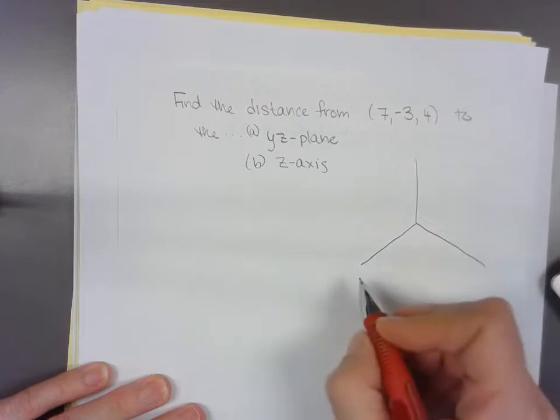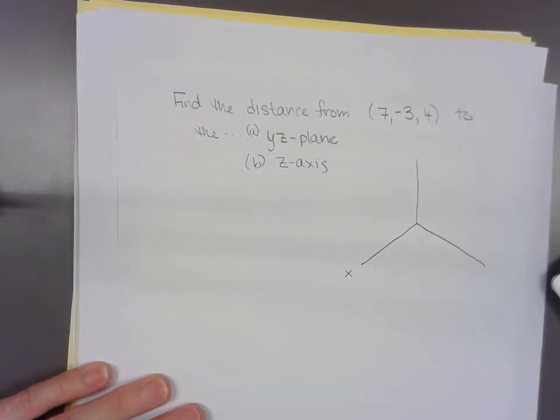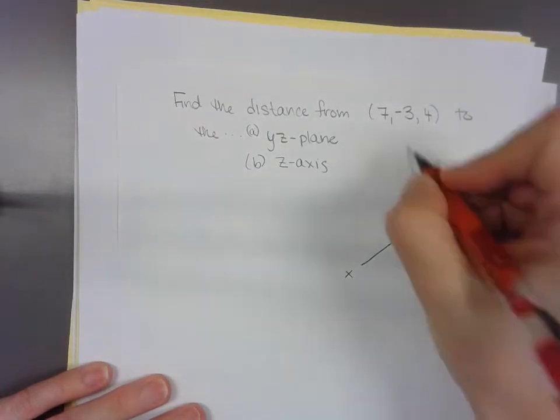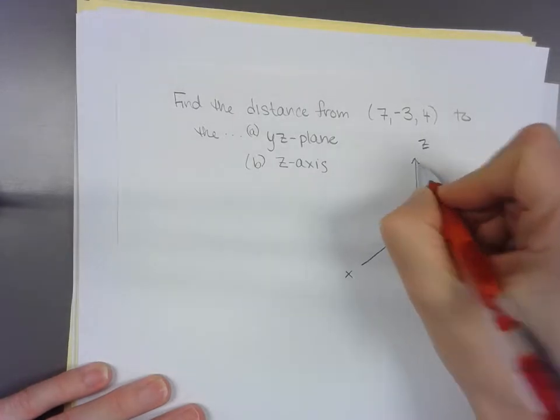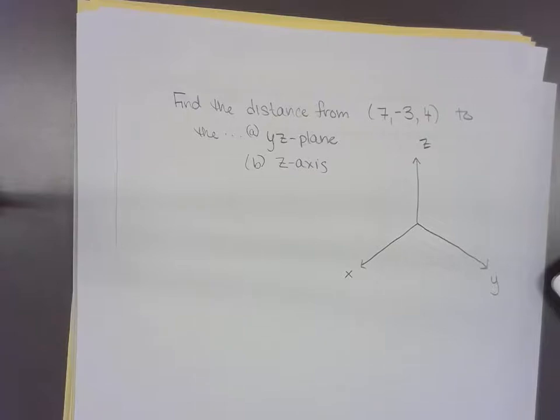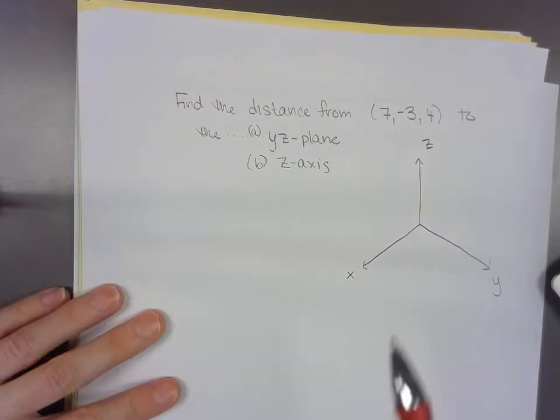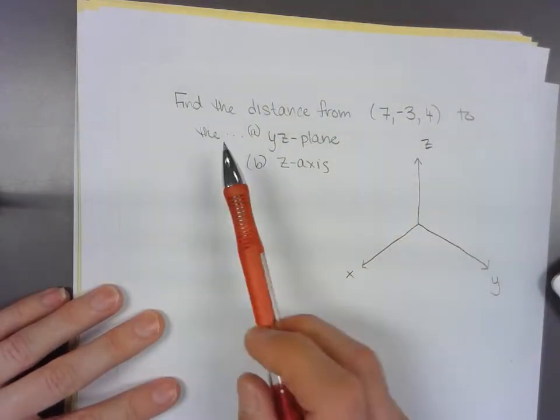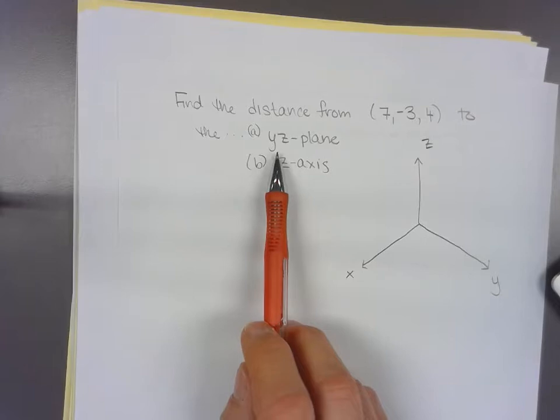So say this is X, Y, Z. This is the first problem we're looking at, and I just made one up. Find the distance from a particular point to, first part, the YZ plane, and B, the Z axis.